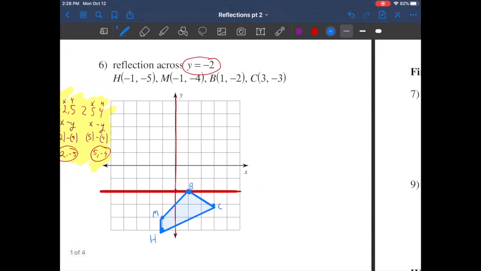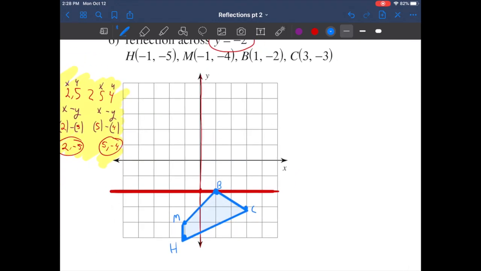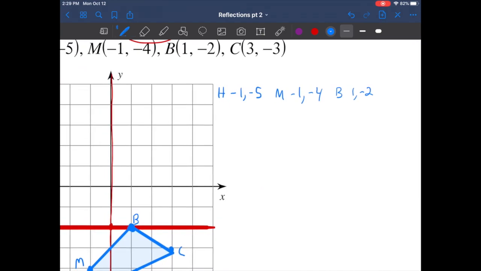All right, what are we supposed to do? Same steps as we've been doing before. Let's label. We have our H, which is negative 1 and negative 5. We have the letter M, which is negative 1 and negative 4. We have the letter B, which is 1 and negative 2. Do I have enough room? Yep, I do. Then we have C, which is 3 and negative 3.